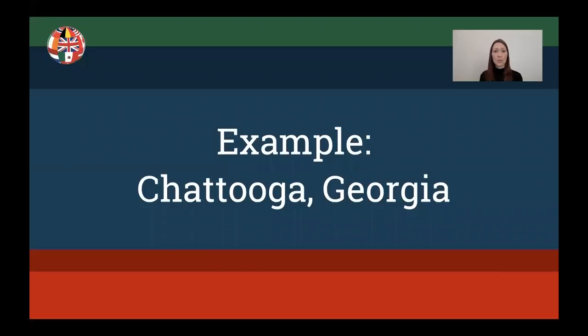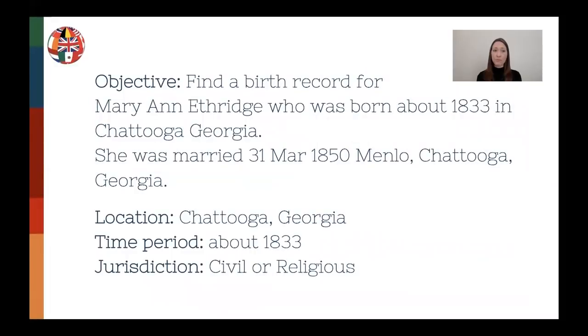All right, now we're going to move on to the example in the US. This is in Chattooga, Georgia. Our objective is to find a birth record for Mary Ann Etheridge, who was born in 1833 in Chattooga, Georgia. She was married 31 of March, 1850 in Menlo, Chattooga, Georgia, and we know that because we have her marriage record.